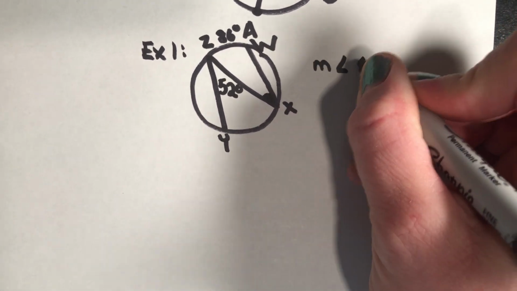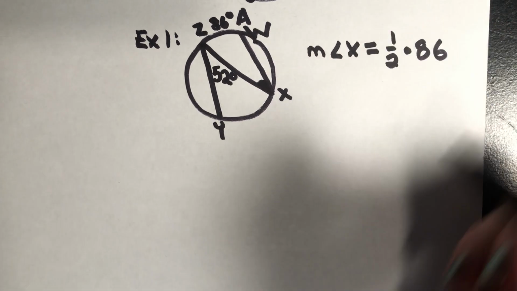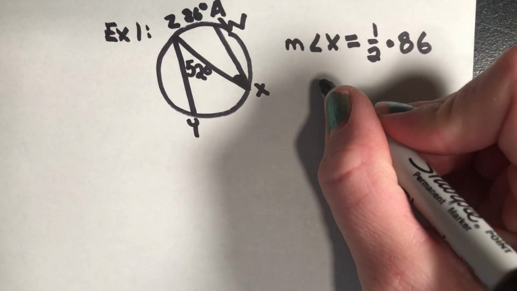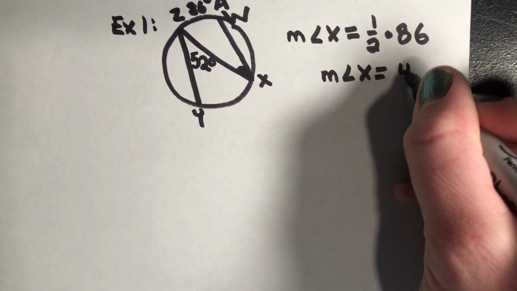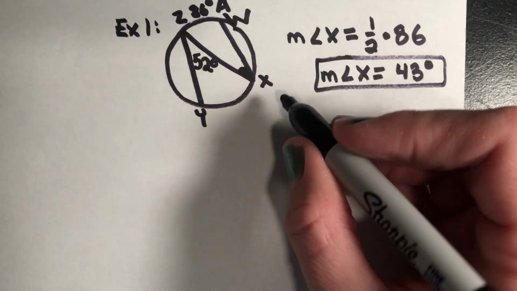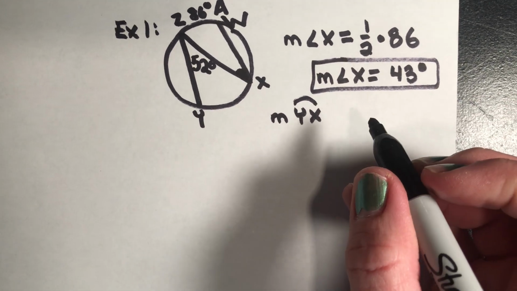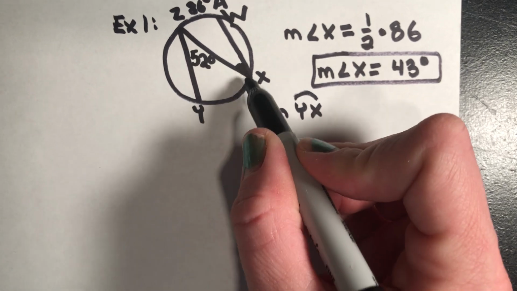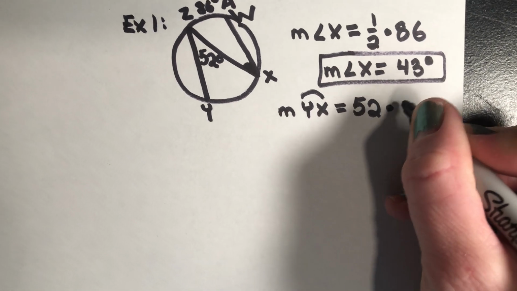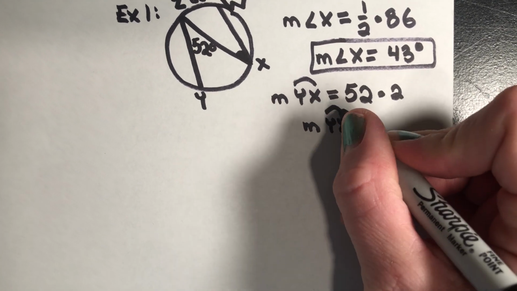So the measure of angle X is going to equal 1/2 times 86. That means the measure of angle X is equal to 43 degrees. We also want to figure out the measure of arc YX. We have 52 degrees, so this arc is double that angle. The measure of YX is 52 multiplied by 2, which is going to equal 104 degrees.